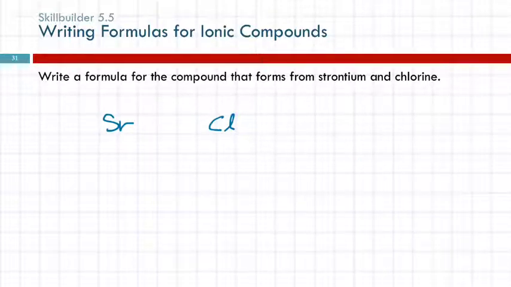Anyway, what group is strontium in on the periodic table? What column? 2A. So that tells us what the charge is. 2+. So its formula is Sr with a 2+ superscript.